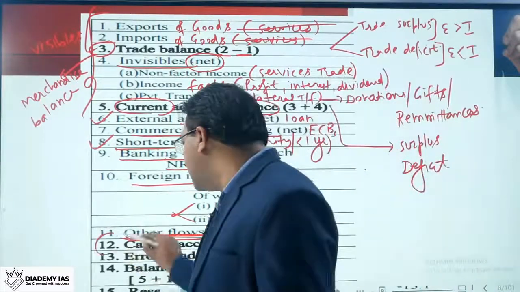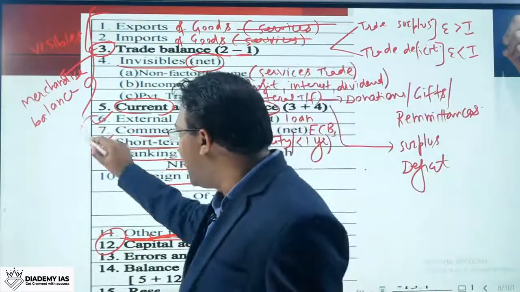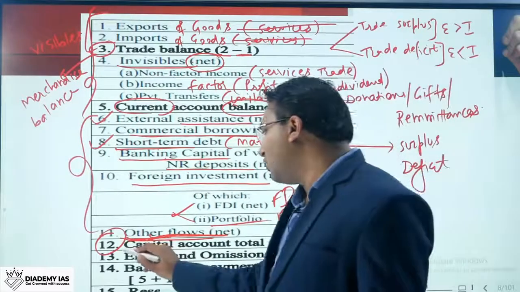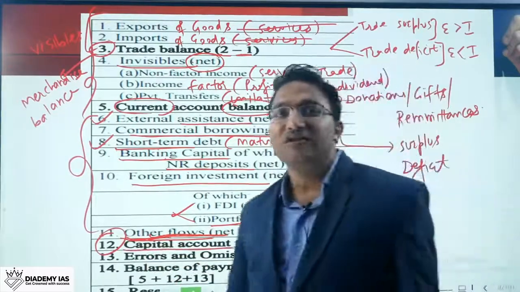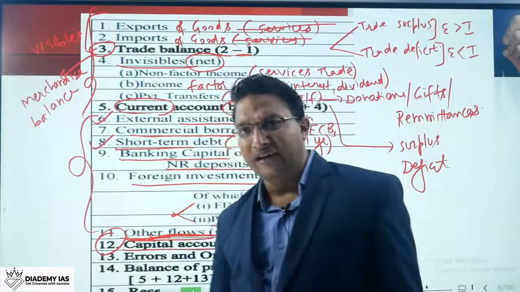Item number 12 is capital account total. So a capital account total is the total of item number 6 to item number 11. Now again, capital account means those transactions which are impacting the assets and liabilities base of the country.